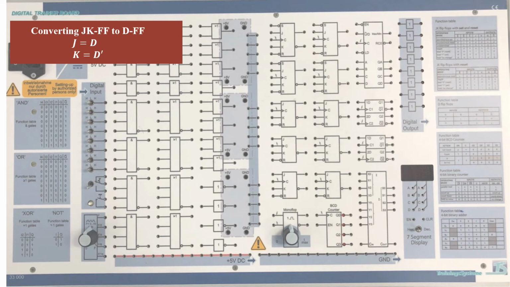To convert the JK flip-flop on the Turner board to a D flip-flop, after we solve this experiment by applying different steps, we reach the solution of J is equal to D and K is equal to D prime. So that means we'll choose one of the JK flip-flops on the board. We'll choose this one, and we'll connect J to D and K to D prime.